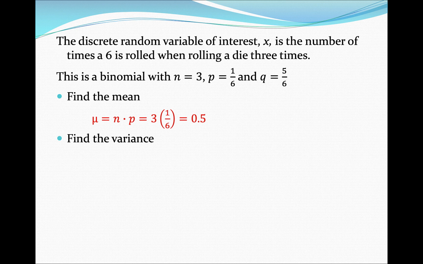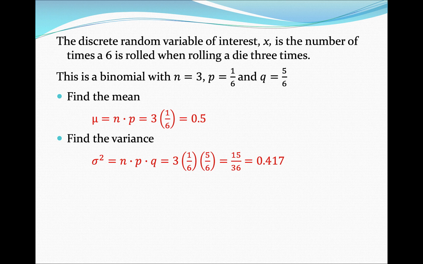The variance is also very straightforward in a binomial distribution. The variance of a binomial distribution is just n times p times q. So in this case, that would be 3 times 1/6 times 5/6. If you work that out, you will get 15 over 36. That will give you 0.417.